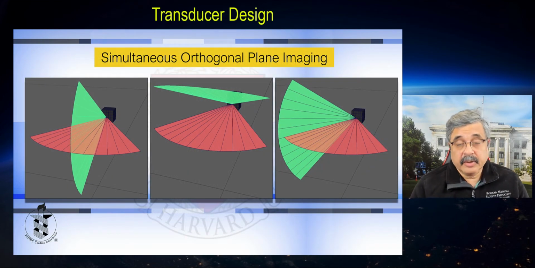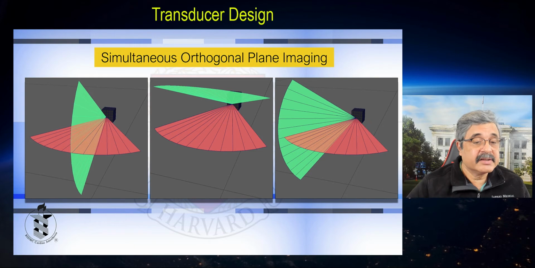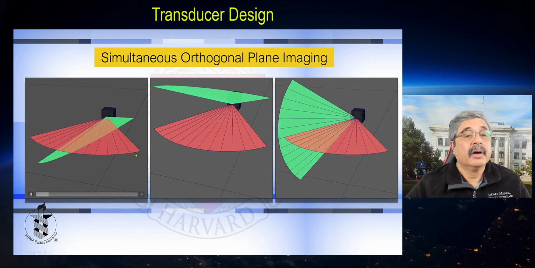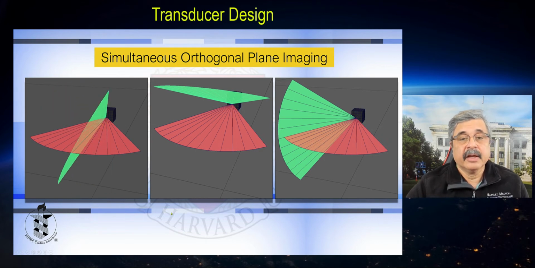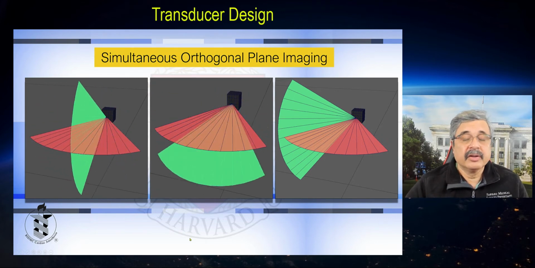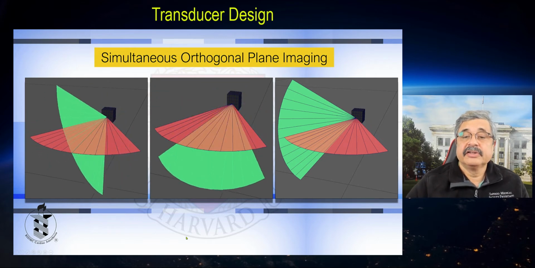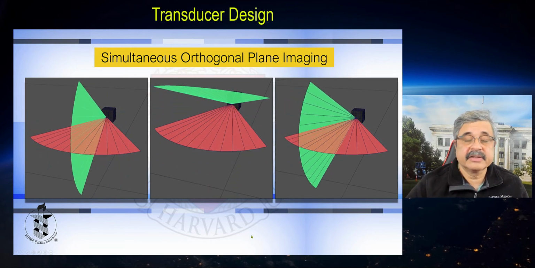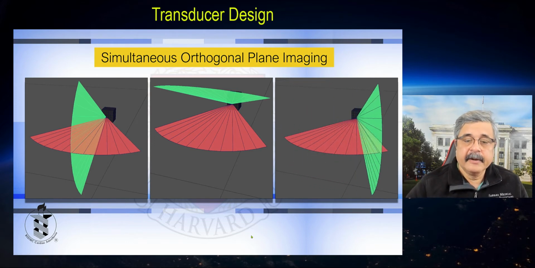Besides producing a frustum, it also has the ability to generate multiple orthogonal planes, multiple two-dimensional scan planes at the same time, which I believe is one of the best features of these three-dimensional probes. It is not the generation of a frustum, but the generation of simultaneous orthogonal planes in multiple dimensions and multiple directions at the same time. We'll get to that also in a second.